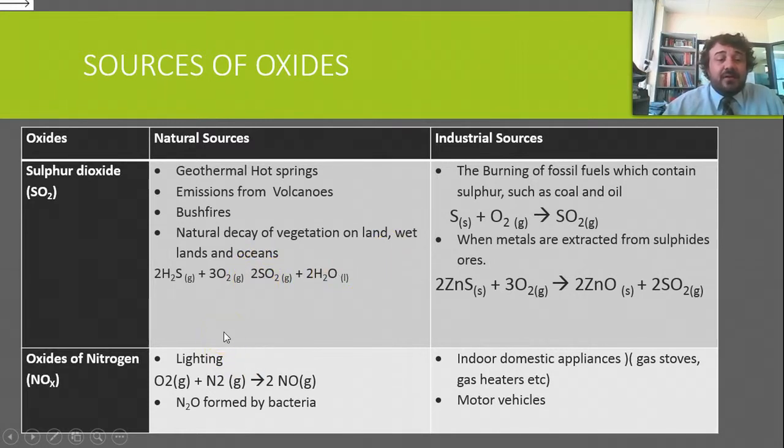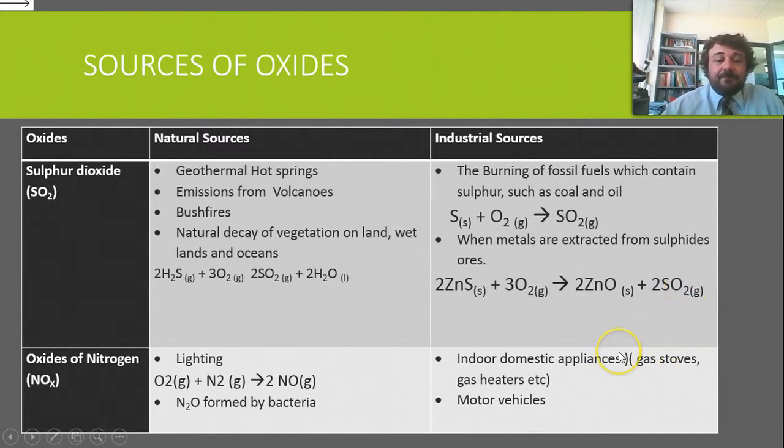Okay. Now, in nature, nitrogen oxides tend to come from lightning and bacteria as a byproduct. Industrial sources, this is where it starts to cause problems. So burning fossil fuels which contain sulfur, like coal and oil, it's in there as a trace element. So we have this reaction which gives us sulfur dioxide. When we're extracting metals from sulfurous ores, we get zinc sulfide to zinc oxide and sulfur dioxide.